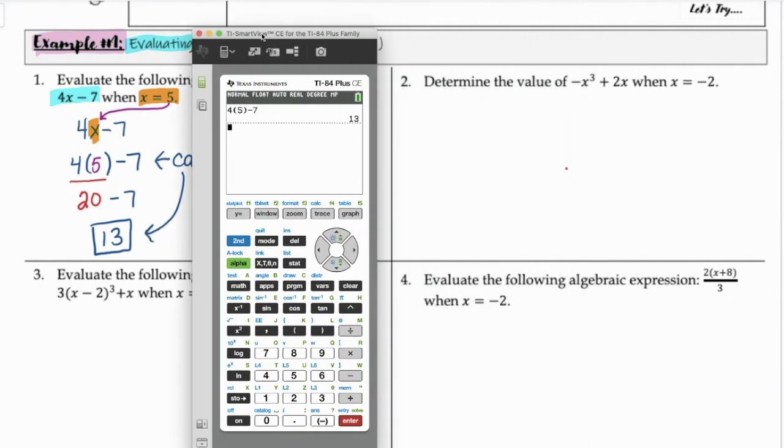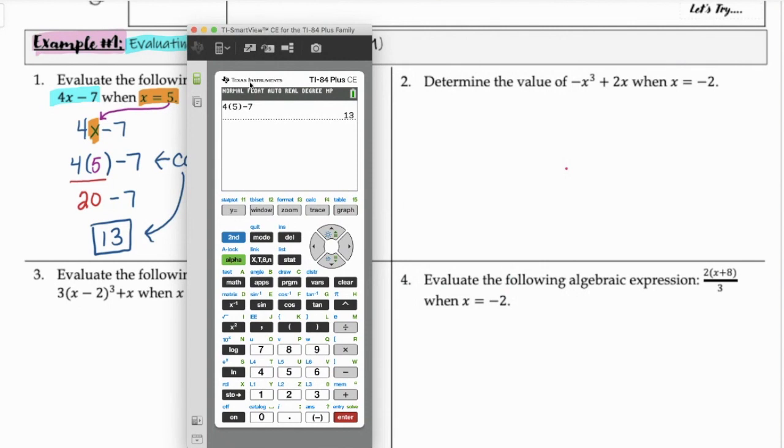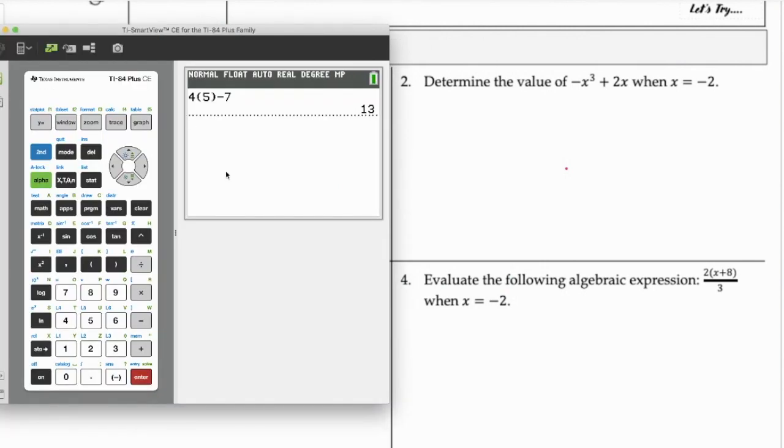So let's look at number 2, and I'm going to use my calculator as well. All right, so for number 2, first things first, it says determine the value of negative x to the third power plus 2x, when x is equal to negative 2. So again, I have an algebraic expression: negative x cubed, or to the third power, plus 2x. Now, what this x equals negative 2 is telling me to do is go to my algebraic expression and find all my x's.